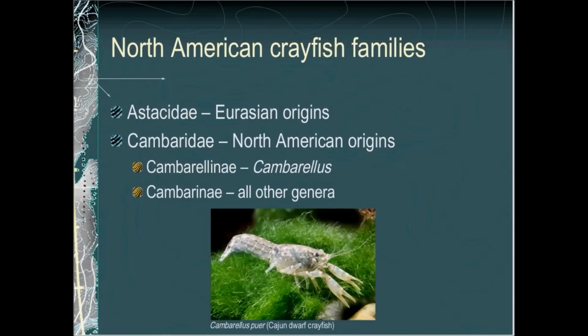So let's talk a little bit about the North American families. Again, we've got Astacidae, which actually has origins over in Europe, and then family Cambaridae, which has its origins in North America. And there are 12 genera of crayfish that are found in North America, 11 of which are in that family Cambaridae.